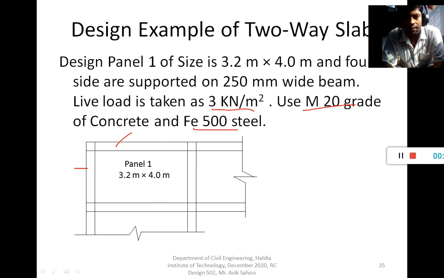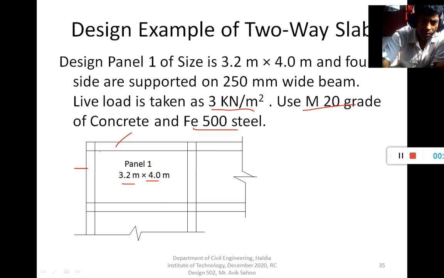So this panel is supported on 4 beams, and the size of the panel is 3.2 meter into 4 meter, which means this is a clear dimension. This length is 4 meter and this length is a clear distance, face to face, inner to inner distance is given, and this panel is shown here. This panel is supported on 4 beams.